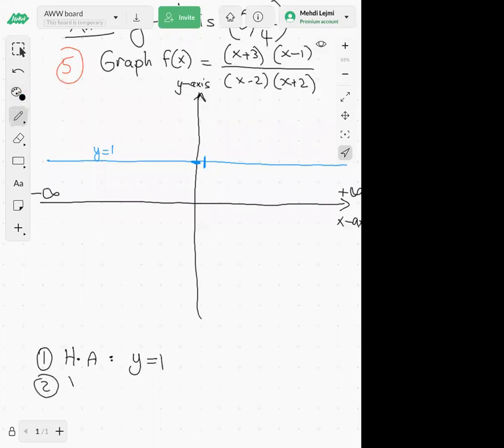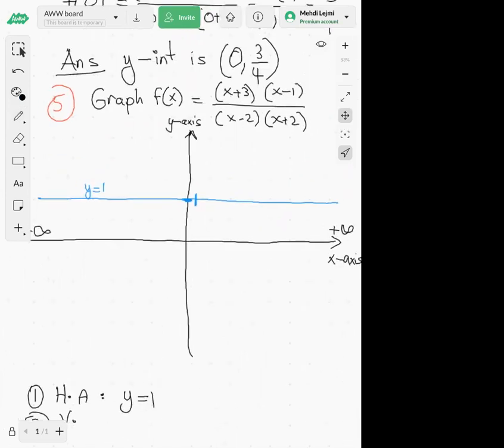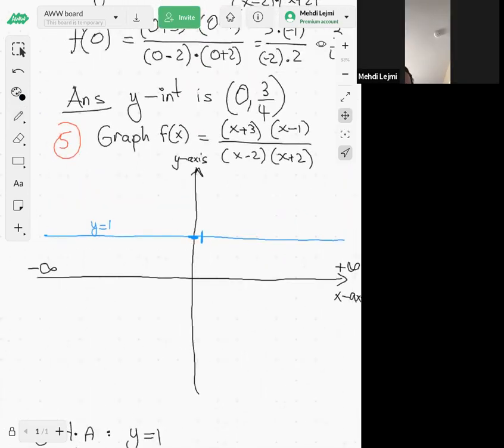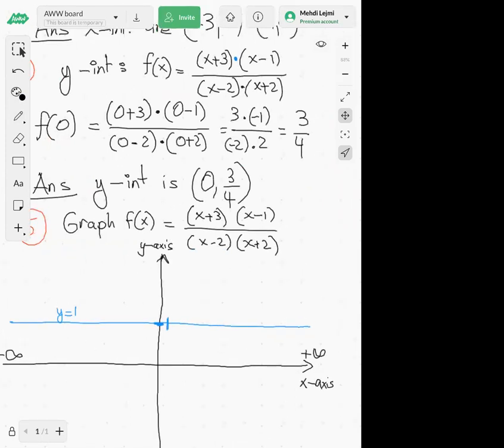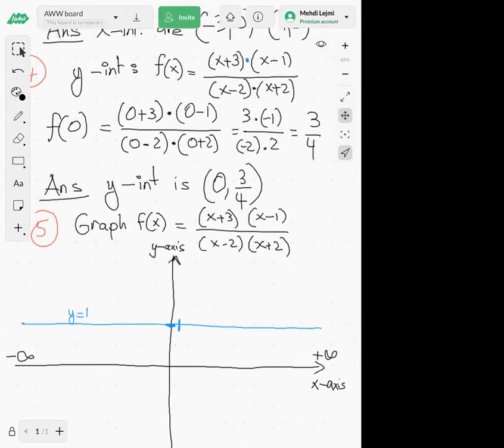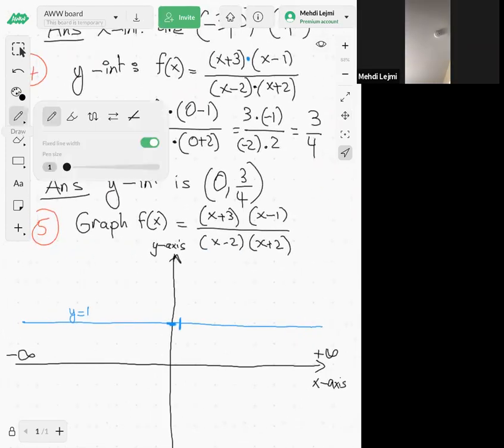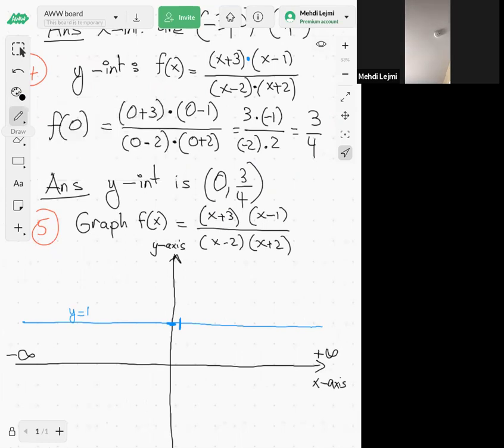Professor? Yes. So the y-intercept, right? Can you go back to there? Yeah, sure. So 3 times -1, that's -3. Yes. But over, so negative 4. Okay. Yeah, I jumped, I guess, one step. Yes, you're right.